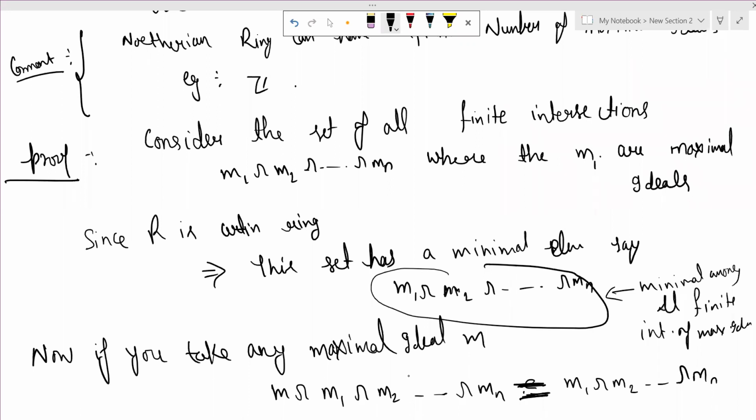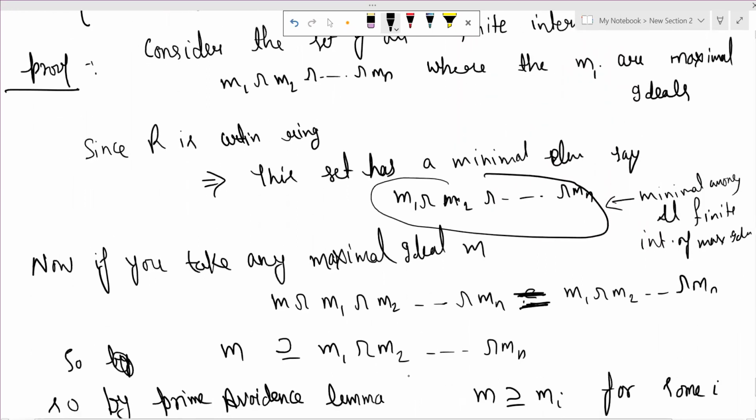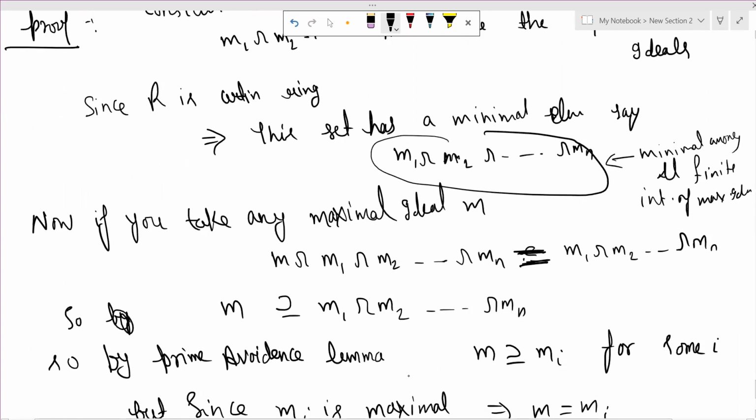Okay, sir. So by this condition, I am saying that M1 intersection M2 intersection ... intersection Mn is a minimal element. Now the thing is M intersection M1 intersection ... intersection Mn: we are intersecting with something else, but it is still a finite number of intersections. Since M1 intersection ... intersection Mn is the smallest one, this should be equality. One containment is obvious, because M intersection M1 intersection ... intersection Mn is always contained in M1 intersection ... intersection Mn. But since that one is smallest, it is already contained in the other. So both containments hold, and this is equality.